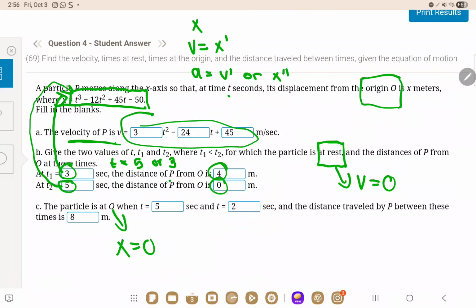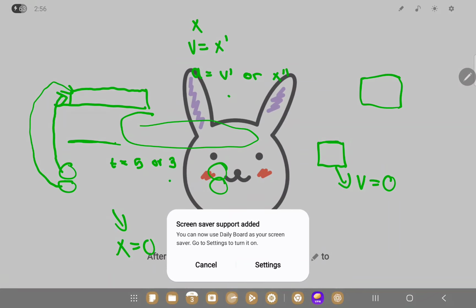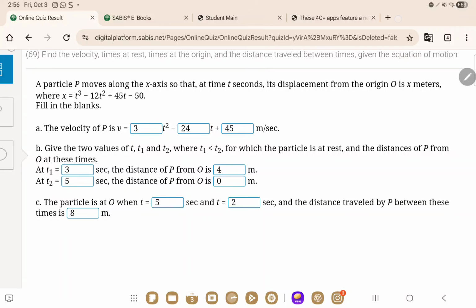Now the particle is at the origin when t is... Okay, what did I do? Wait, I'm gonna pause. Sorry, I just clicked the thing in the corner. Anyways, we reached where we have to substitute here into here and here into here.